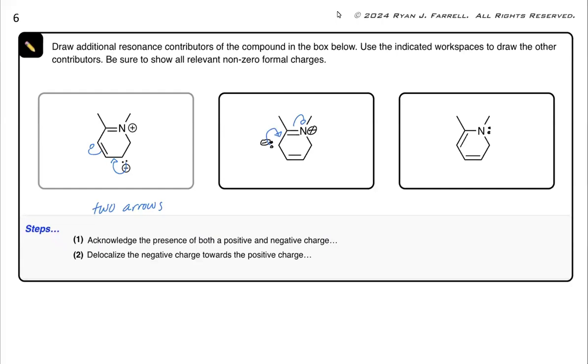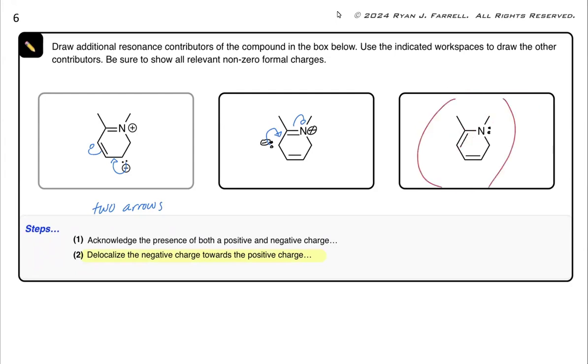So if you've got a positive and a negative, we're going to delocalize the negative towards the positive. Two arrows are required to go from one contributor to the next. Now, for argument's sake, let's say that instead you began here. Maybe this is the first structure that they gave you. There's no charges present, but notice how there's a lone pair atom connected to the pi system.